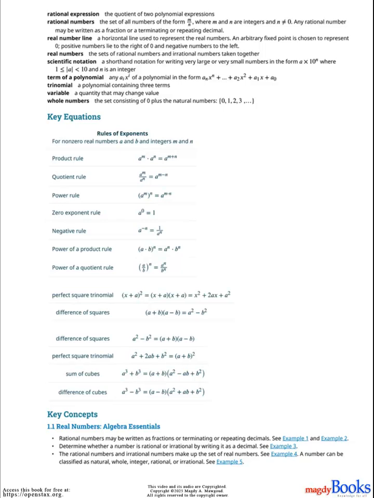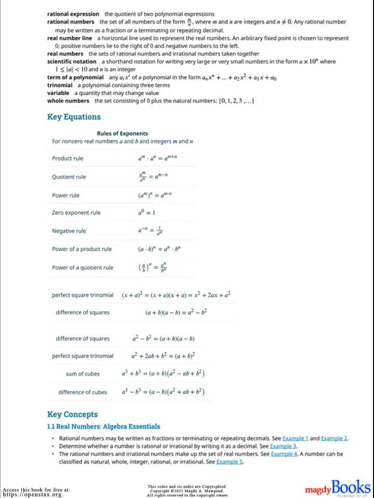Real number line. A horizontal line used to represent the real numbers. An arbitrary fixed point is chosen to represent 0. Positive numbers lie to the right of 0, and negative numbers to the left. Real numbers. The sets of rational numbers and irrational numbers taken together.